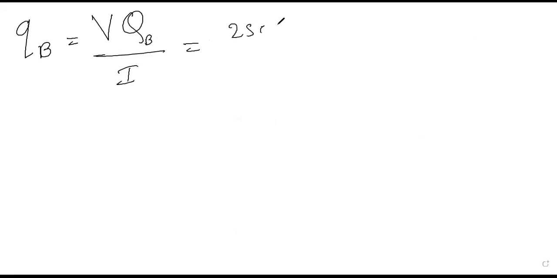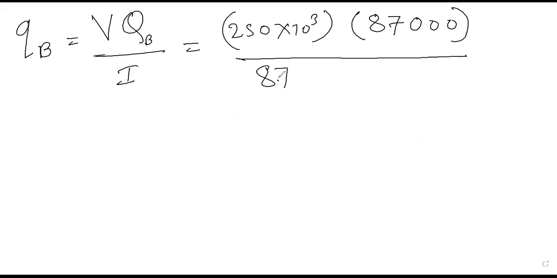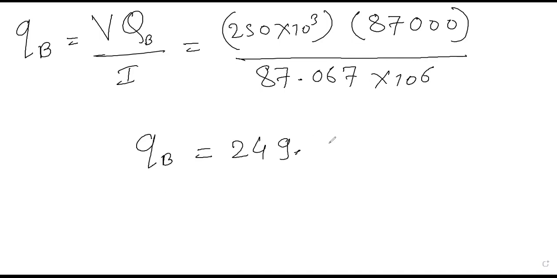Yes, sir. Right. Now qB is equal to V QB by I. V is 250 into 10 raised to 3, multiplied by 87,000, QB divided by I, which is 87.067 into 10 raised to 6. Find out the value of qB. 249.81 Newton per mm. Okay. Next is QC.